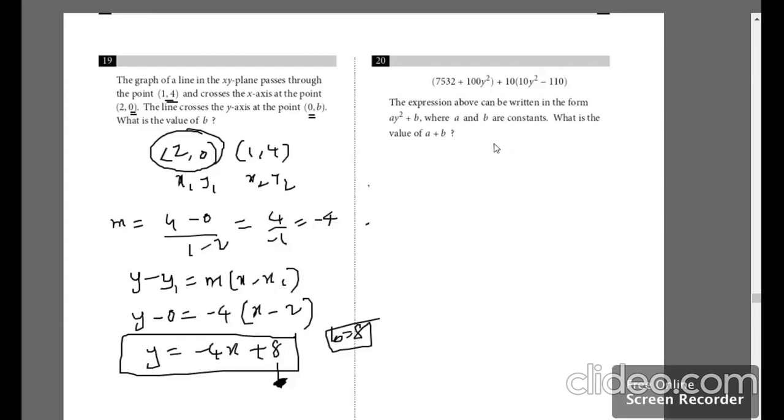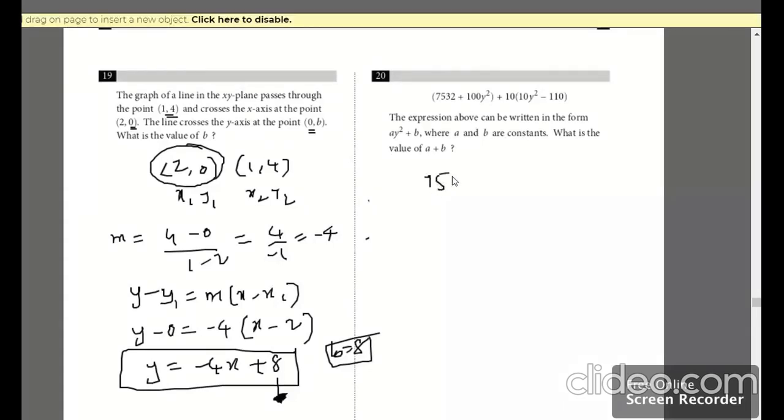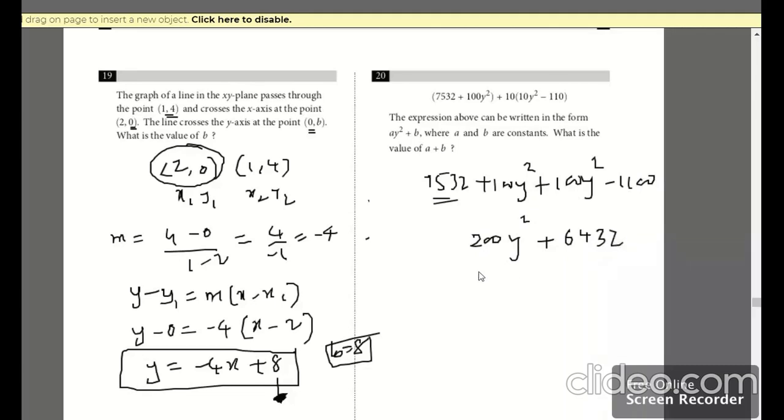So now let's quickly solve the last and final question. We have an expression and we're going to work it out for a plus b. So this one, 7532 plus 100y square, upon multiplying this expression with 10, you get 100y square minus 1100. Since these two are like terms, we get 200y square plus 7532 minus this one, which will give us 6432. Now this is going to be a, this is going to be b as per the question. The y square term is a, and this is b. Adding these will give us 6632. That's our final answer.